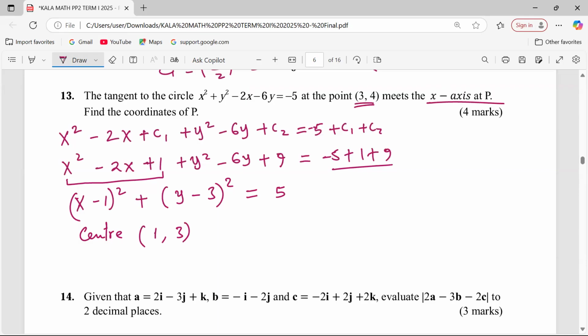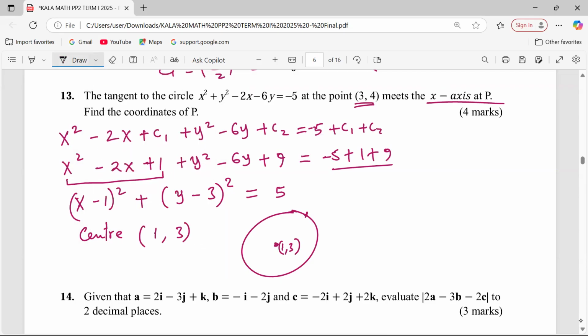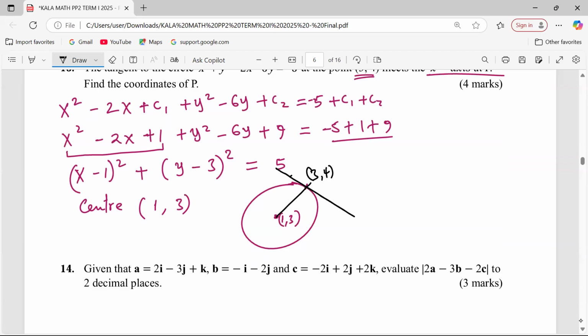So look at the circle this way. Center (1, 3), but now having a tangent at (3, 4). So (3, 4) is a point at this position. We have a tangent there at coordinate (3, 4). From the center to this tangent point, we will have a radius. So can we get the equation of the radius, or the gradient of the radius? Let's get the gradient of the radius.